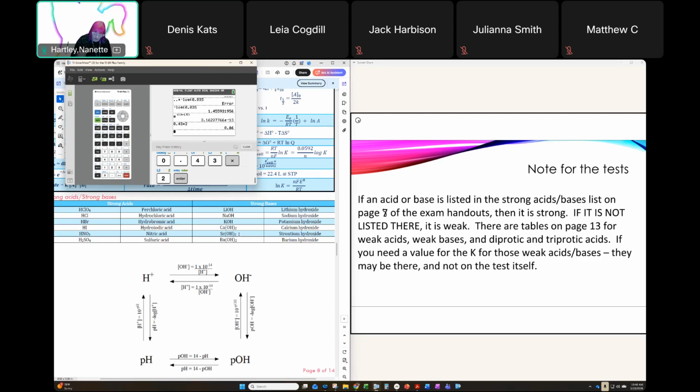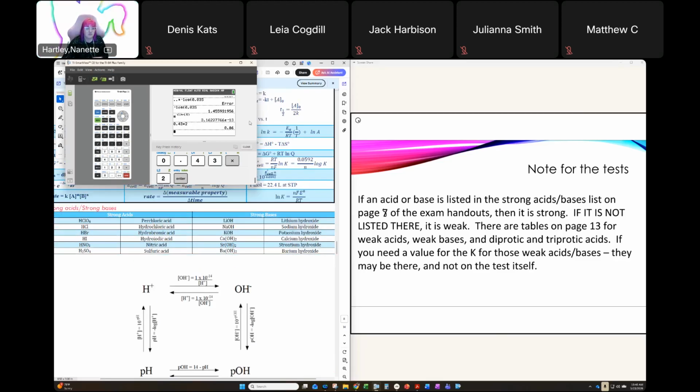Now there are tables later on in this exam handout, and I'm going to minimize this if I can get my mouse to work. Come on. So, where is it? I can use it.